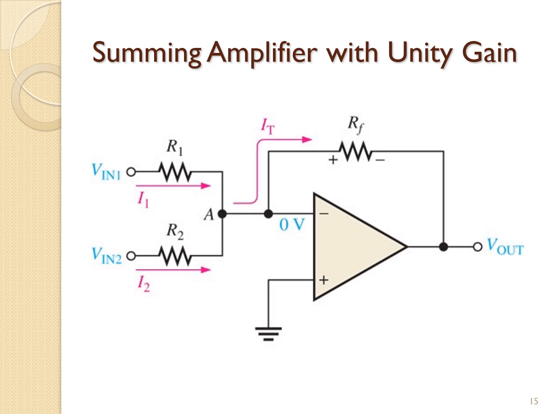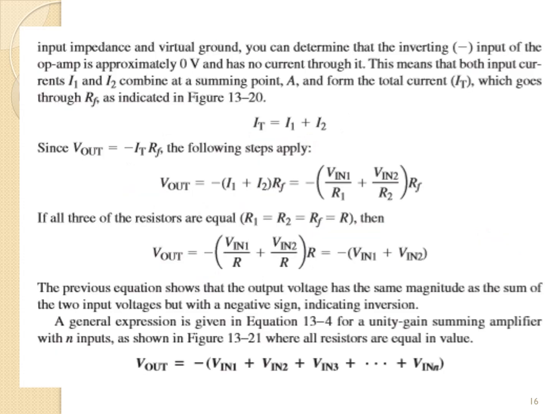This figure shows a 2 input summing amplifier, with 2 voltages V in 1 and V in 2 applied to the inputs and producing currents I1 and I2. This forms the total current IT equal to I1 plus I2. Since V out is equal to negative I total times RF, the following steps apply.